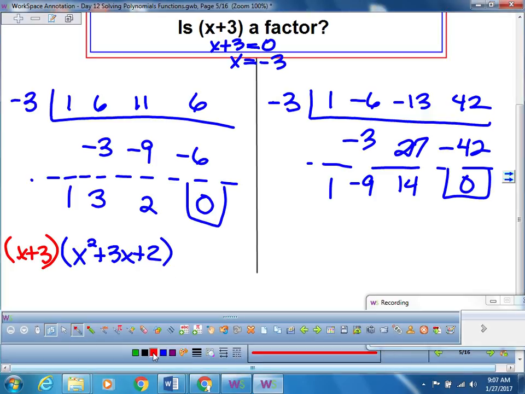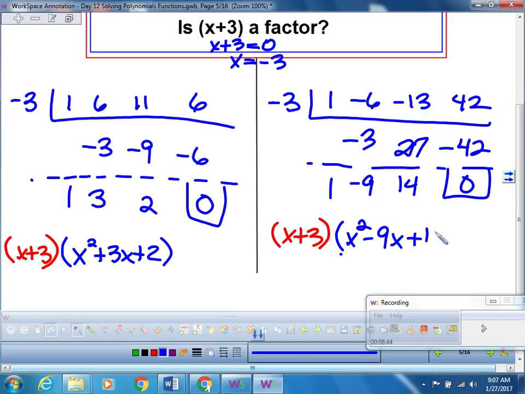And over here, I have x plus 3 is a factor, and I'm left with x squared minus 9x plus 14. Bryce, you're not even looking up here. You were like, that's crazy, and I just showed you how to find it, right? Do you see it? Okay, so it's not so crazy.